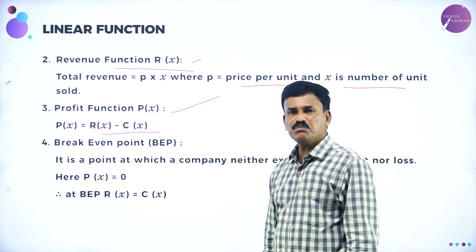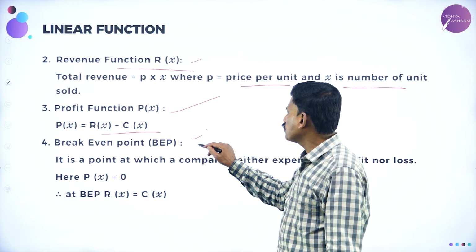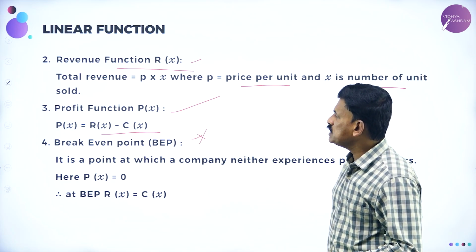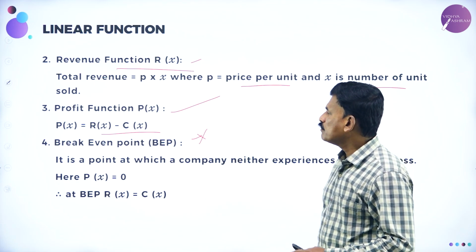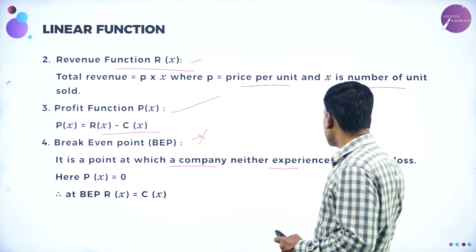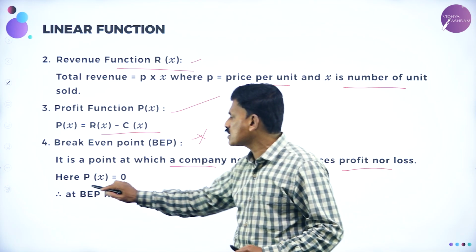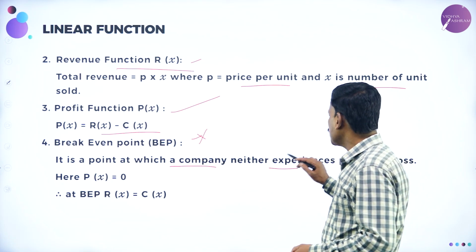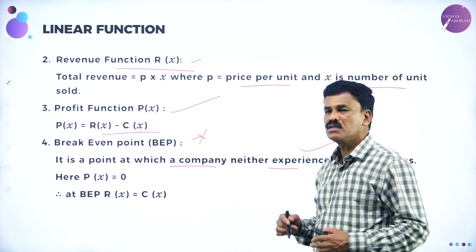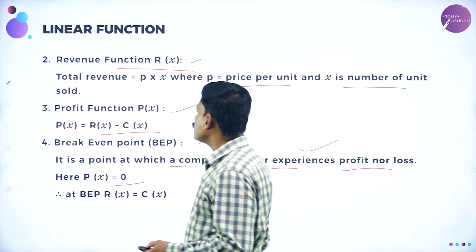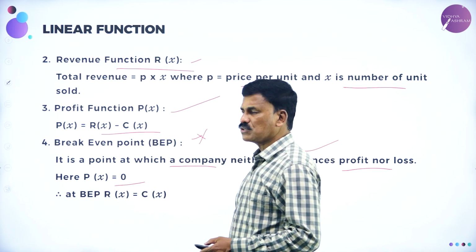Now, what is break even point? This is an important question. They may ask for it. Define break even point, BEP. BEP is nothing but break even point. It is a point at which a company neither experiences profit nor loss. Here P of x is equal to 0. Profit function is equal to 0.